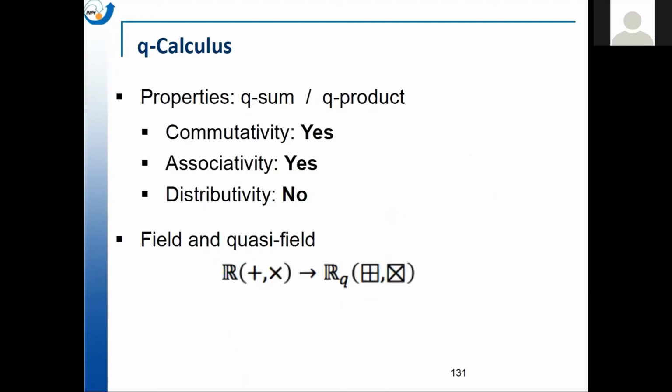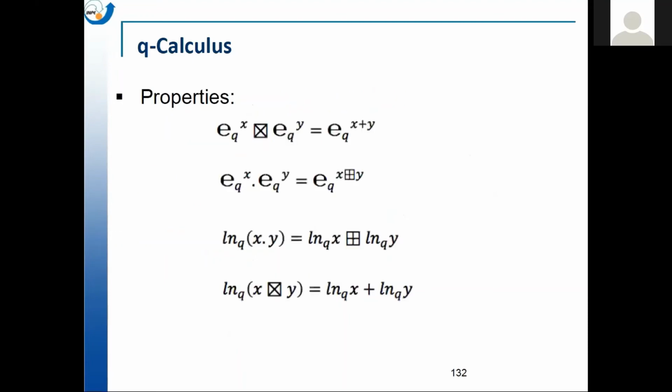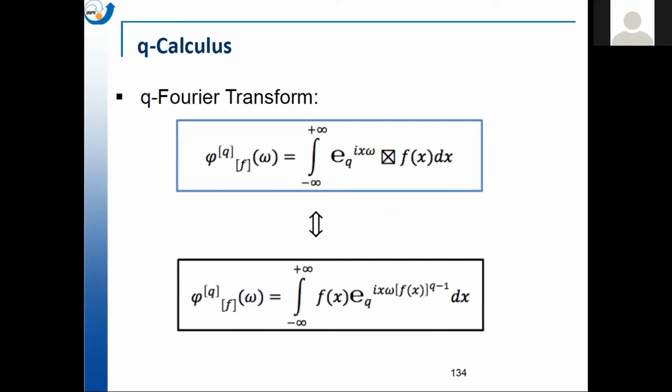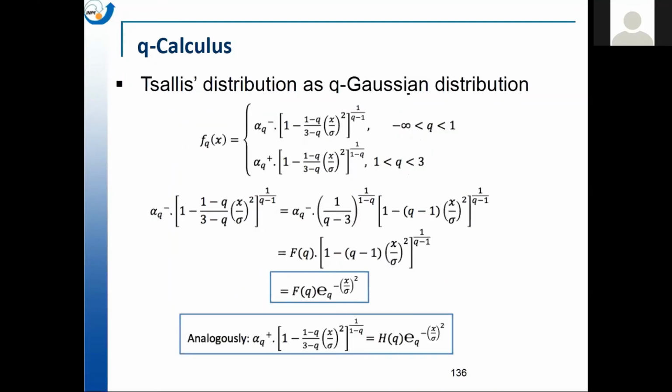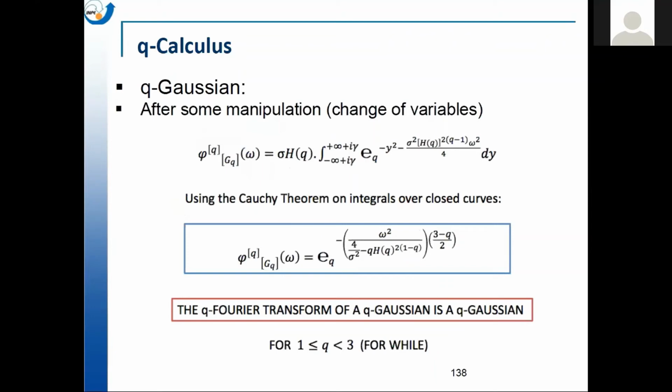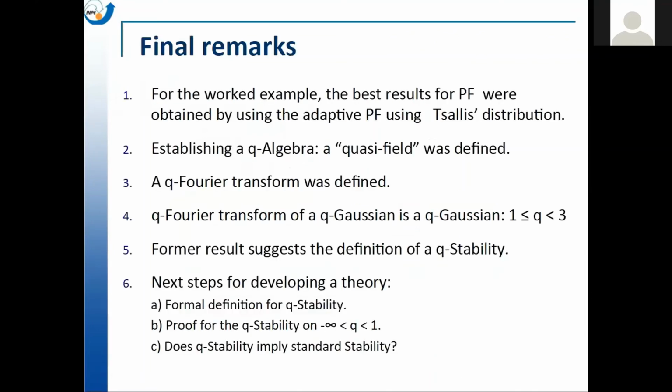And we define some mathematical difference using quasi field, and we prove some new mathematical operation here. Then applying our definition, we can prove that the q-Fourier transform of the q-Gaussian is linked to the q-exponential, and that the q-Fourier transform of a q-Gaussian is also a q-Gaussian. This is our statement for our q-stable distribution. All right.